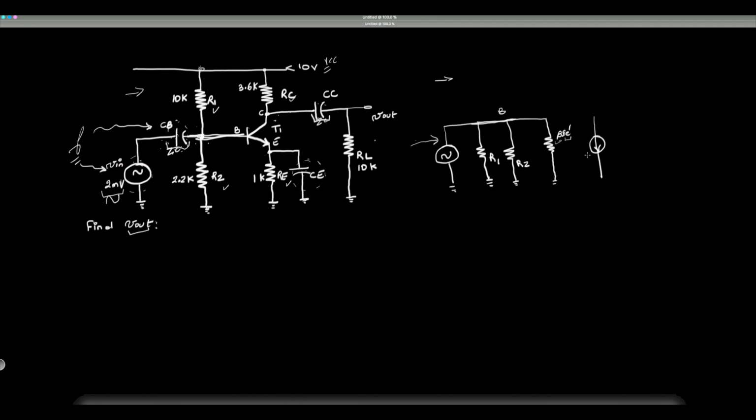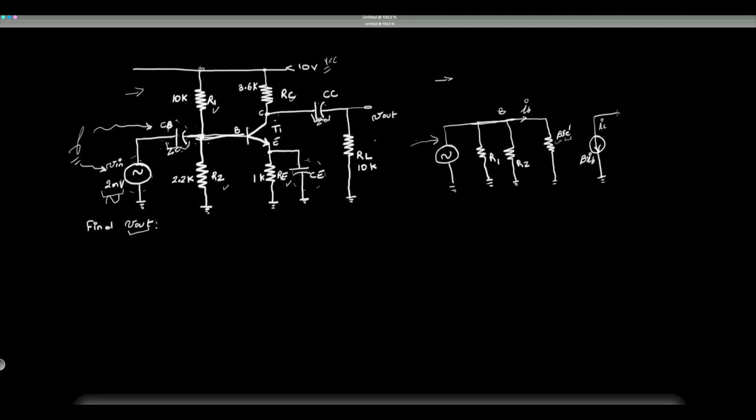And guess what? This is beta IB. And IB will be the current that goes through here, through the base into the transistor. In other words, this is really IC. Notice these are all lowercase. Okay, so beta IB is beta times IB, that is. And so this would be ground as well.